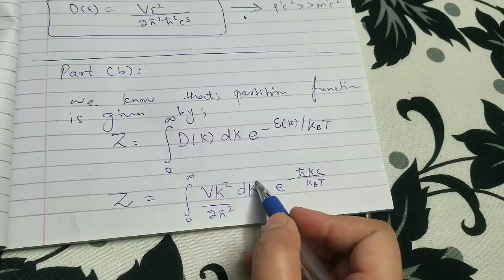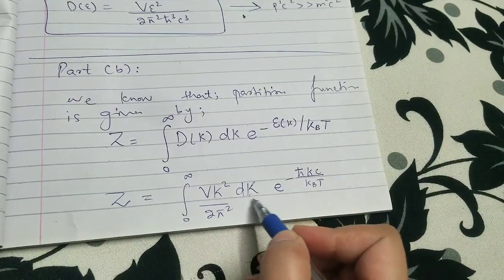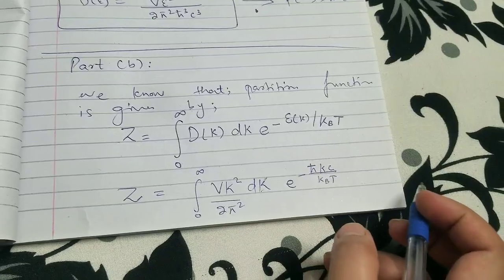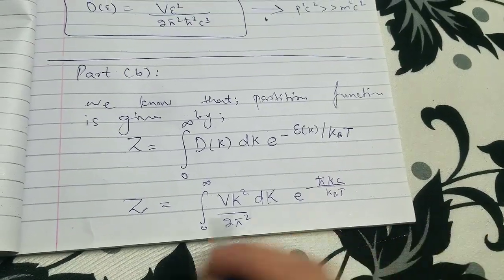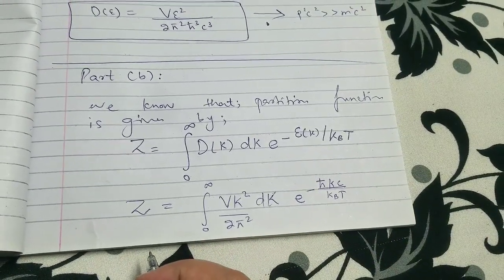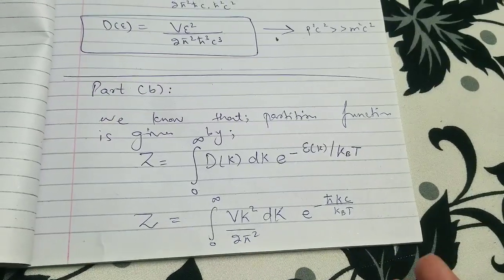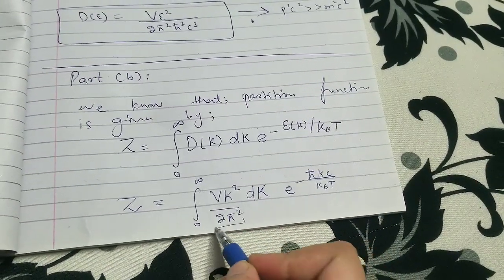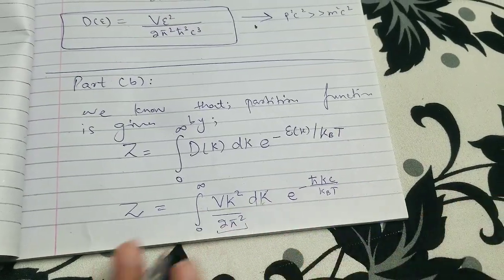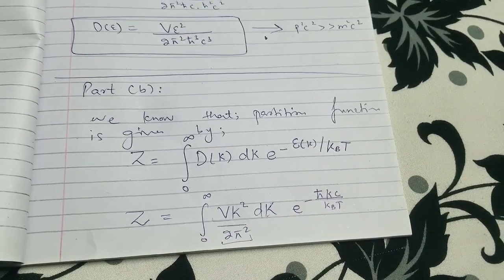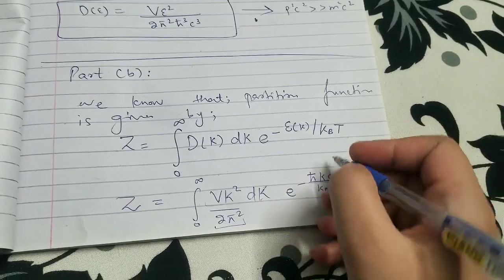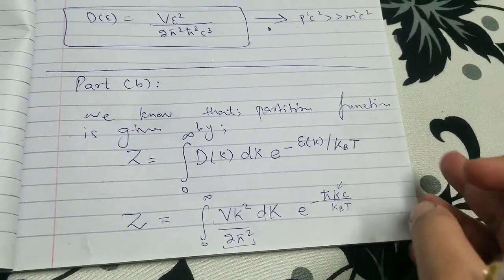Here we can see the integration runs on the k variable, so all of the other quantities which could be taken out of the integral should be taken out of the integral. First, it's V by 2 pi square. These are the constant quantities, and we'll take them out of the integral, and the rest of all these values, k square dk, and even this expression has k in it, so we cannot put them outside the integral.